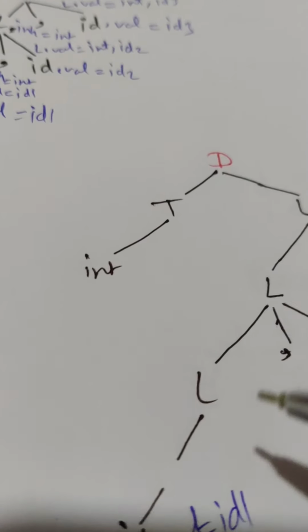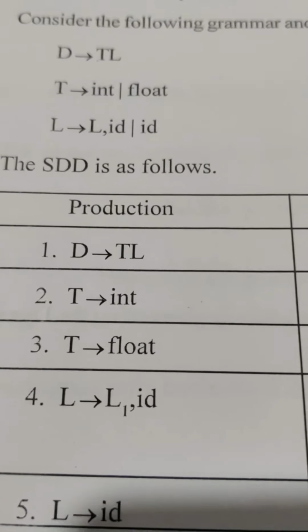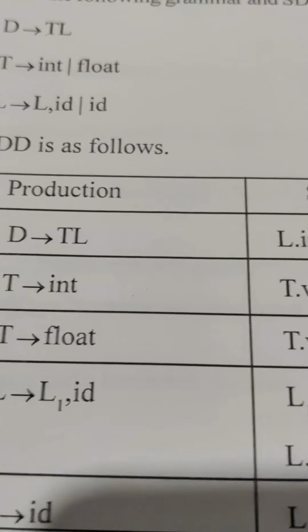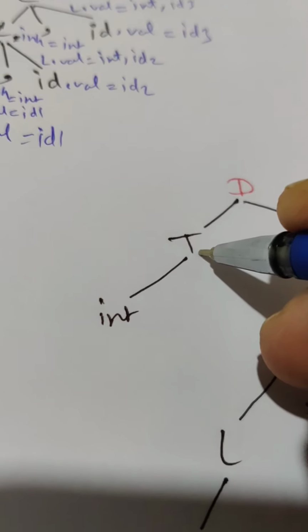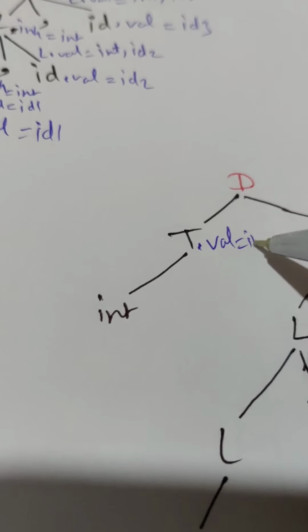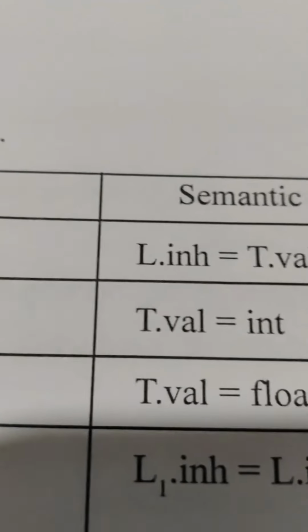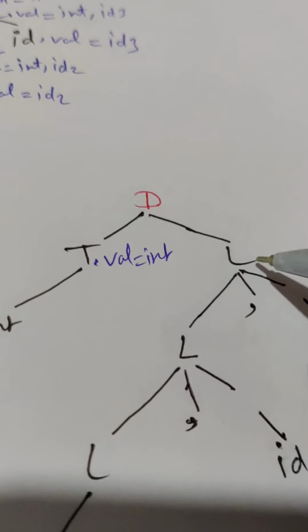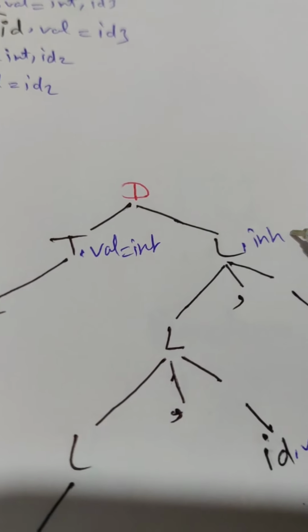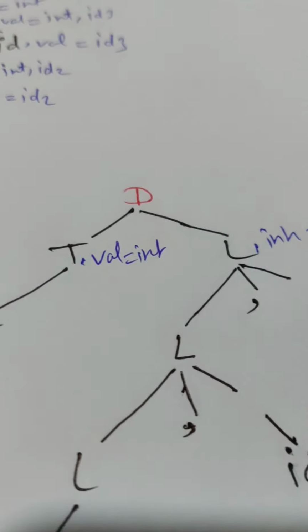Now the attribute value of T is T dot val. When there's a rule D goes to TL and T goes to int, the semantic action is T dot val equal to int. So we have here T dot val equal to int, and then for D goes to TL, the semantic action is L dot inh equal to T dot val. So here we have L dot inh. Inh means inherited value. This value is inherited from the sibling. That's int.